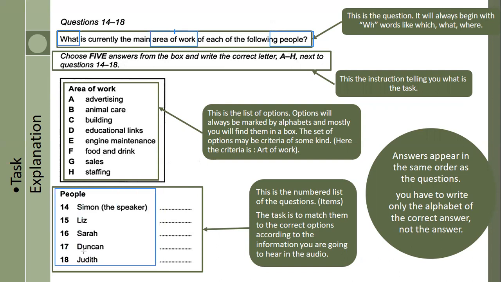This is what I call the item box. And as I told you, the item box would be represented with what? With the help of your numbers. And you may also see area of work. These are my options, and options are presented with what? With alphabets. Now you should keep in mind that options are more than your items, clear? They will give you more options just to confuse you, so they will give you more options than alphabets.